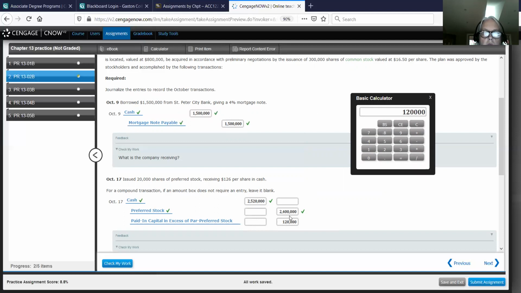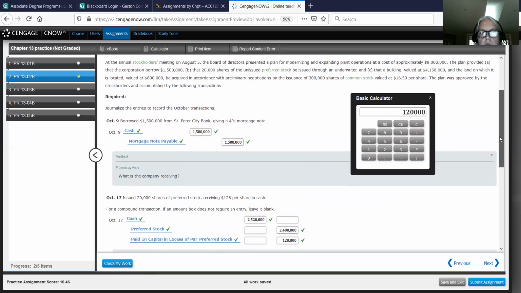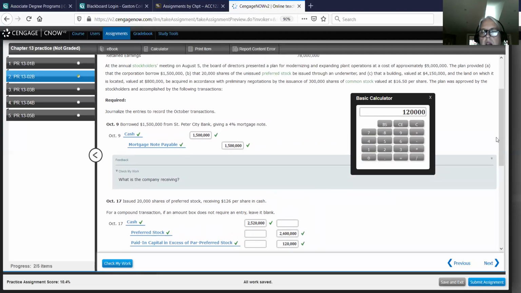So if we subtract the total par from the total market price that we received for selling those shares of stock, the difference between these two is a credit of 120,000. So that's what happened when we issued 20,000 shares of preferred stock, which was part of Plan B to raise money to expand the plant operations. We were going to have to sell 20,000 shares of our stock.